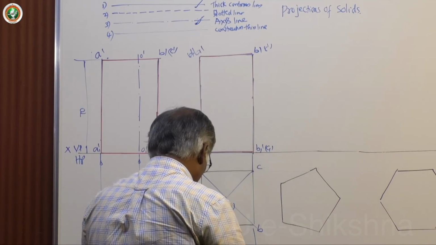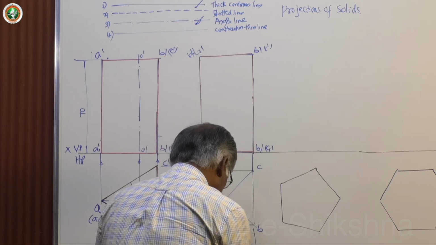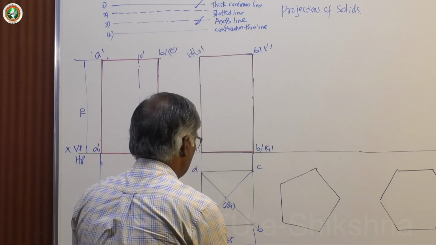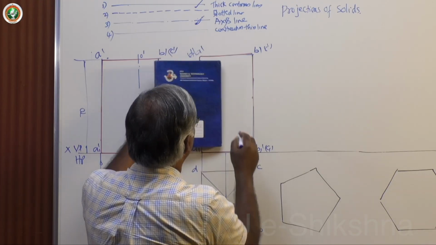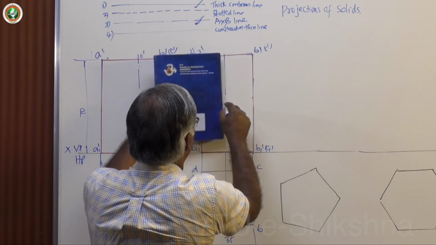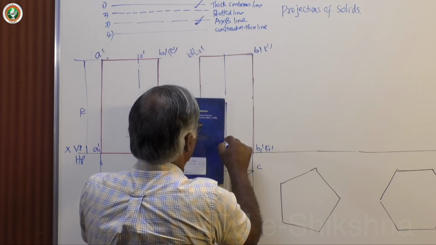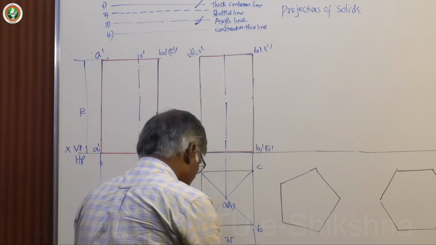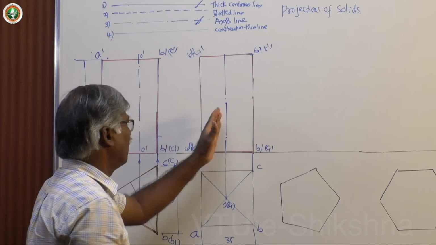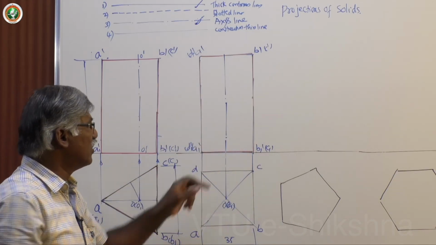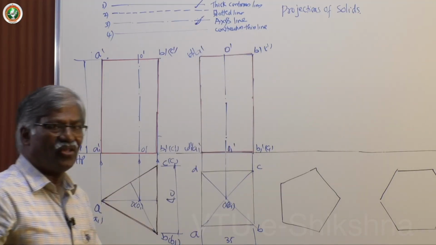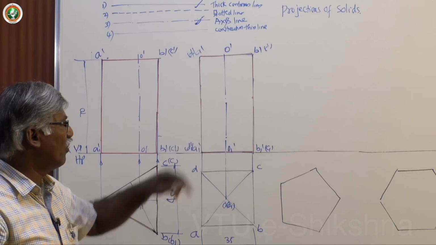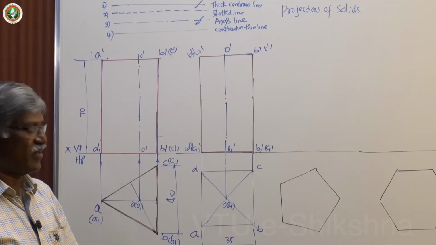Now project the center, exactly the mid portion of the solid. So this is O1 dash, this is O dash. This is how you can draw the projection of a square prism.